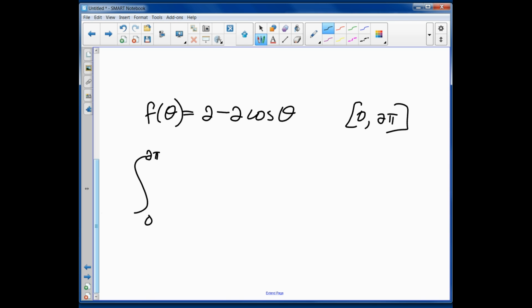The derivative of 2 is nothing, right? So it's plus, it's negative sine. So that's plus 2 sine theta squared d theta. Now, we're going to be able to do this.